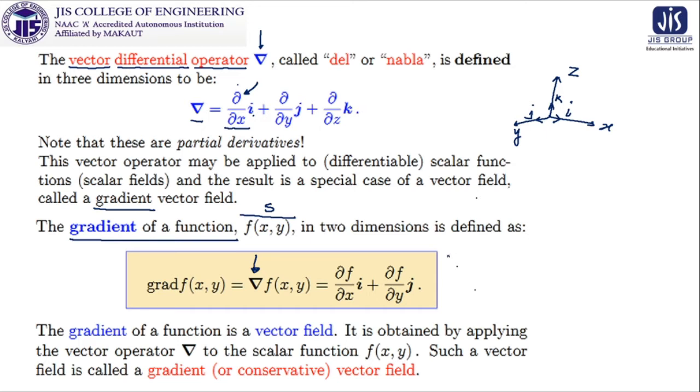Clear? Now the gradient of a function is a vector field because it is obtained by applying the vector operator del to the scalar function f of x y. So obviously the vector concept will always remain in the final result, and this vector field is actually called the gradient or conservative vector field. Clear? So this is the basic definition.